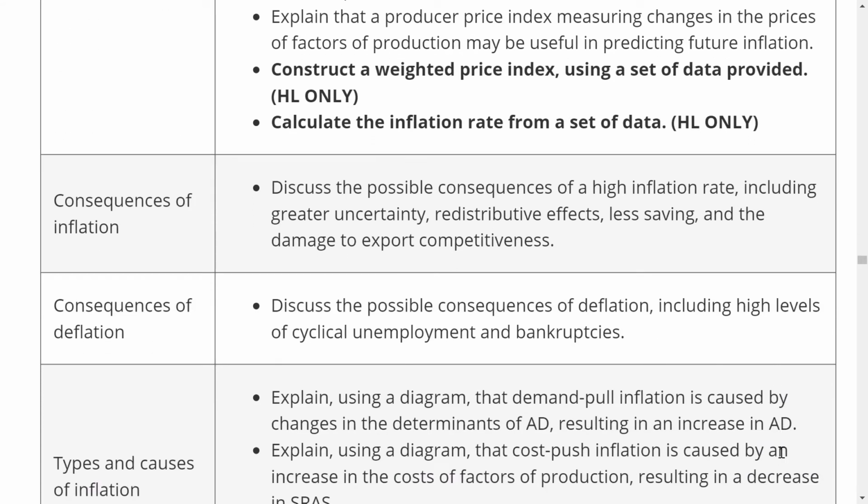Okay, so consequences of inflation. When inflation occurs, once again, consumers get to buy less stuff because of the prices increasing. Inflation is also caused by a variety of factors, and it could either be good or bad. Possible consequences of high inflation: greater uncertainty, a redistribution effect, and such.